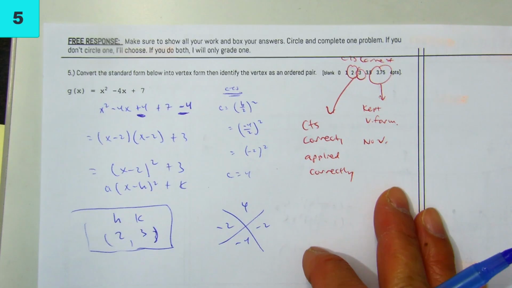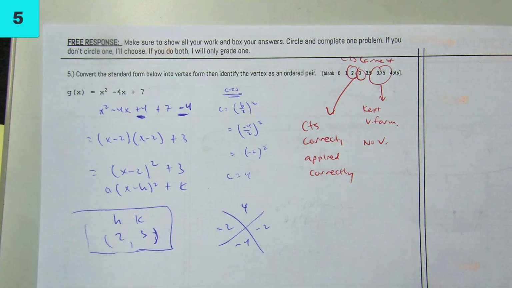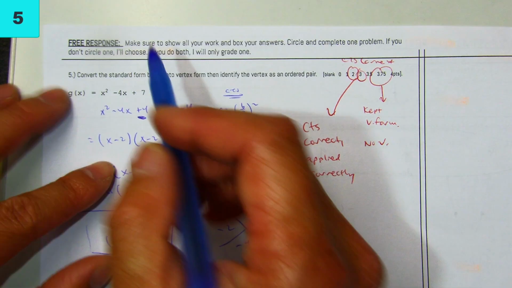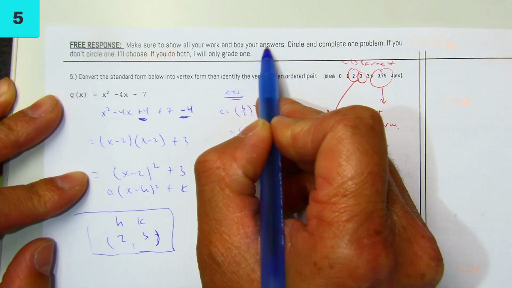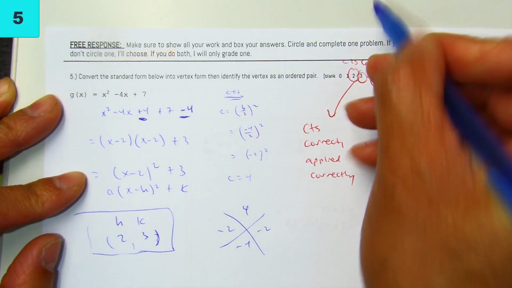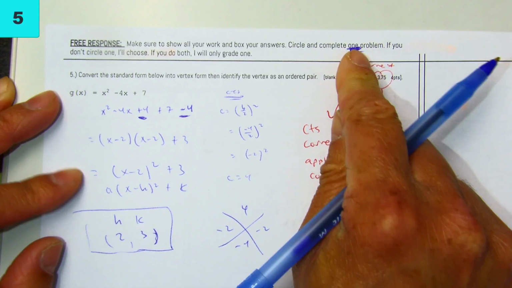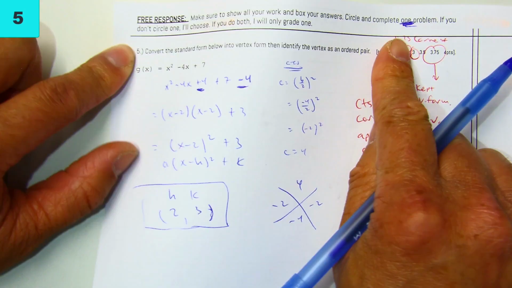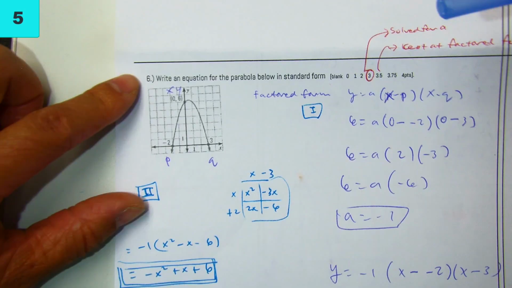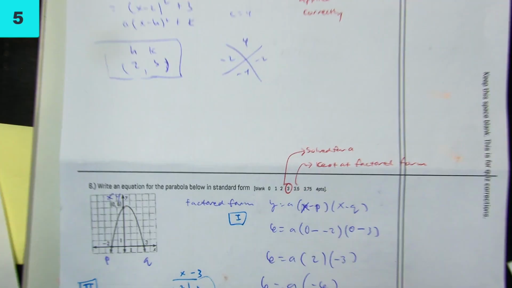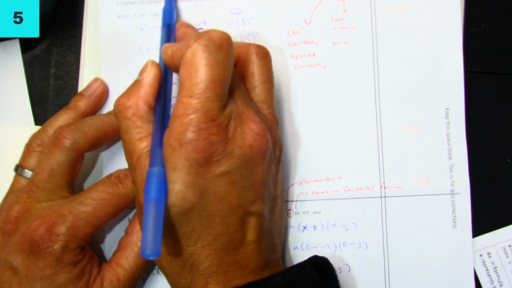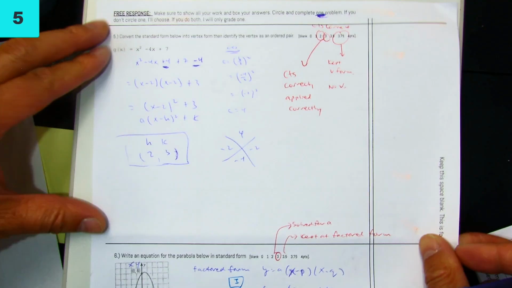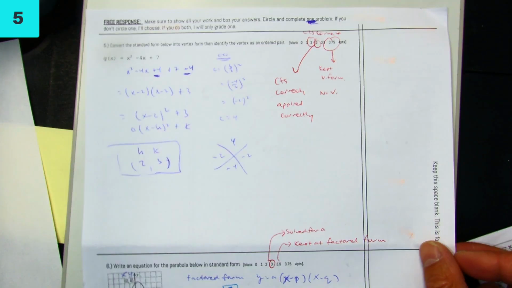Okay, I read it to the class. A lot of students didn't do this direction even though I walked you through it. Make sure to show all your work and box your answers. Circle and complete one problem, okay? So I should have seen this circled up here or number 6, okay? If this was a student's paper and they did the problems, then by default it says, if you don't circle one, I'll choose one. Most of the time I graded just the top one just because it was more convenient.